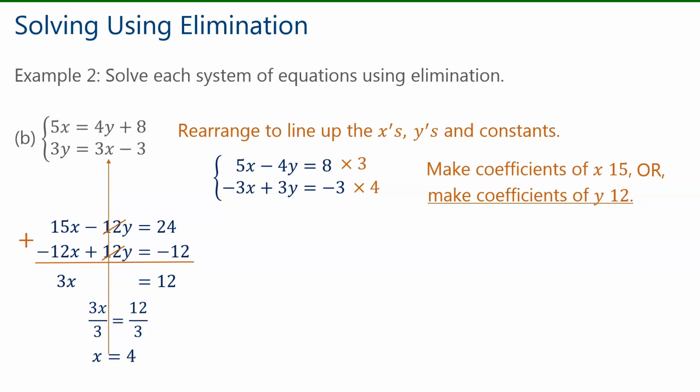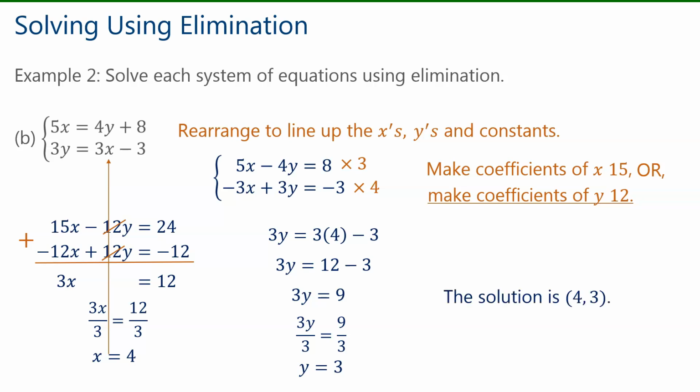Let's plug that in right here to help us figure out what y is. So we have 3y equals 3 times 4 minus 3. Now 3 times 4 is 12. If I subtract 3 from that, I get 9. So if 3y equals 9, I'll divide by 3 to give us a y value of 3. So our solution here is 4, 3. And again, I'll leave it to you to verify this.